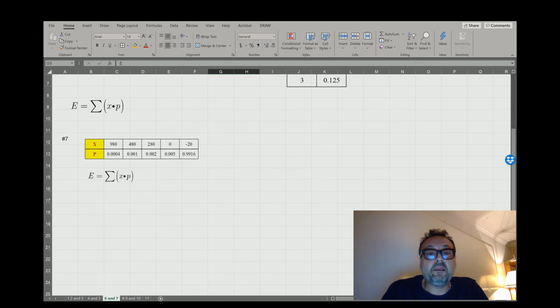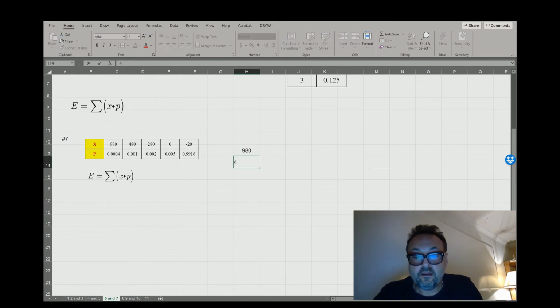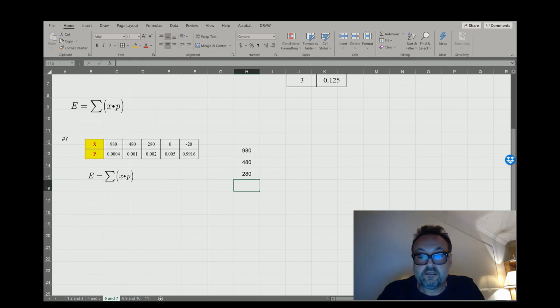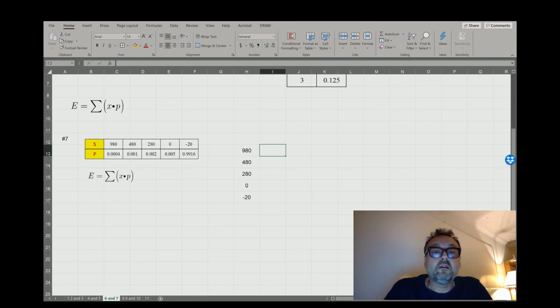And it's the same thing here. If I type these up, so 980, 480, 280, 0, and minus 20. Don't let any of these numbers surprise you. Yeah, these numbers could be zeros, positives, negatives, it could be anything. The only restriction is on the P's. The P's can never be greater than 1 or negative, but these X's could be anything you want.